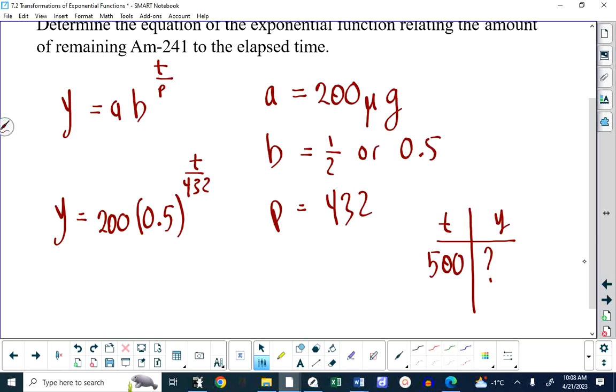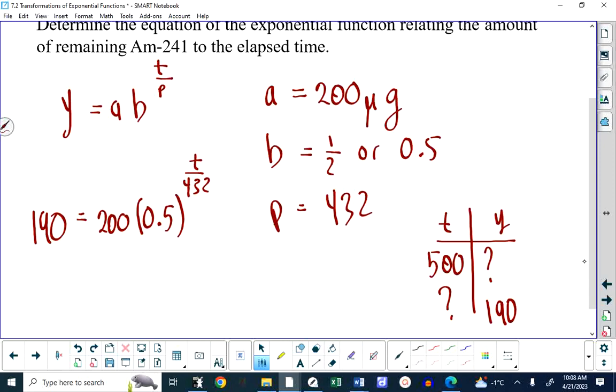Or I could say, the smoke detector is no longer any good if that level drops to 190 micrograms. How many years is the smoke detector good for? In which case you would do this and solve that equation. But you don't know how to solve that equation algebraically, so you would solve it graphically.